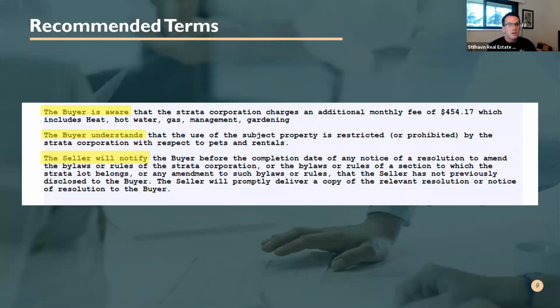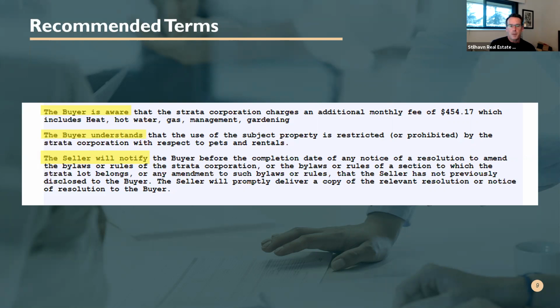Next, the buyer is aware that the Strata Corporation charges an additional monthly fee of. The only reason for that one, to be honest, is if you're working especially with newer buyers and they can afford their mortgage. And I know the mortgage brokers add the strata fees into it for their affordability. But I think sometimes the strata fees are becoming higher and higher. And it's just a good idea for the buyer to acknowledge that there is another $500 a month fee. It's more of a cover your ass thing.